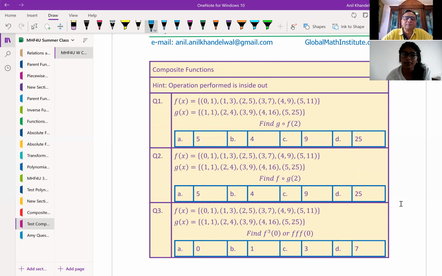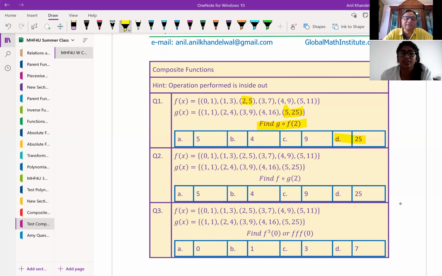Yes. So we've got f of x, and then we've got some coordinate points: 0, 1, 1, 3, 2, 5, 3, 7, 4, 9, and 5, 11. And then you've got g of x with another set of coordinate points: 1, 1, 2, 4, 3, 9, 4, 16, and 5, 25. Find g of f of 2. Tell me the answer, which one matches and why. Okay, so f of 2, we know the output is 5. And then if I put 5 into g, I get 25. So the answer is D.